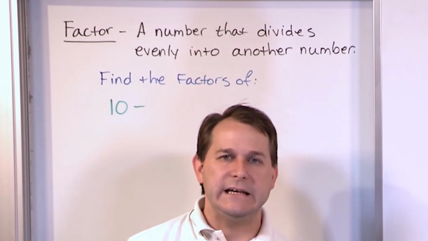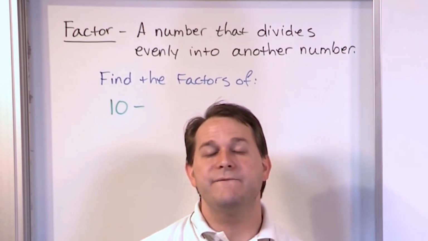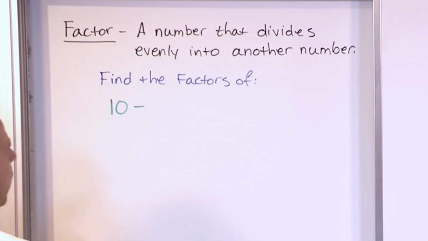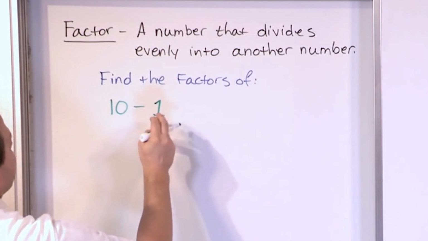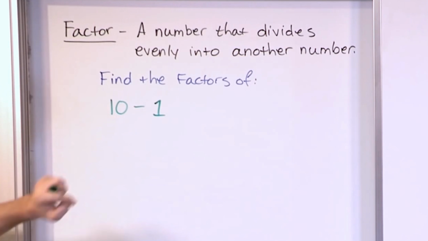So it has to divide evenly. And if a number can divide evenly into the number 10, then we say it's a factor of the number 10. So let's start with the number 1 and see how far we can go. So is the number 1 a factor of 10? Yes, the answer is 1 is a factor of 10 because 1 can be divided into 10 evenly. In fact, 10 divided by 1 is 10.